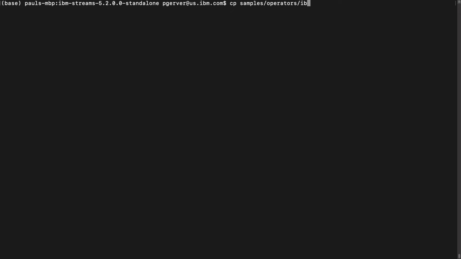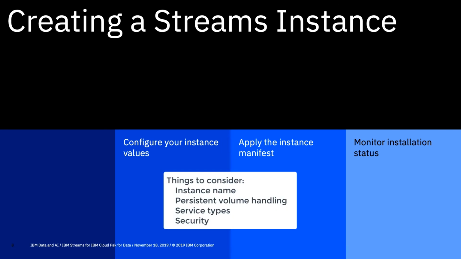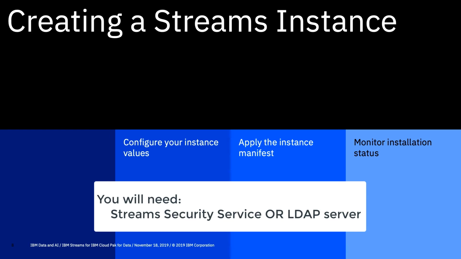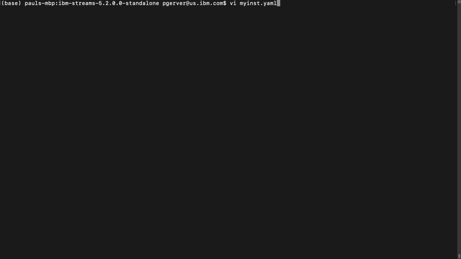The sample file is called IBMStreamsInstance-example.yaml, and I'll copy it to the root installation package and call it myinst.yaml. After we have a manifest file to work with, we will need to configure the manifest for the instance we want to create. Some things to consider are the name of the instance, whether to manually or dynamically provision persistent volumes, service types, and security. A Streams instance requires a security configuration, either through a Streams security service or through a lightweight directory access protocol server. Since we have not set up a security service, we'll be configuring our instance to use an existing LDAP system. Let's open up the myinst.yaml file and take a look inside.